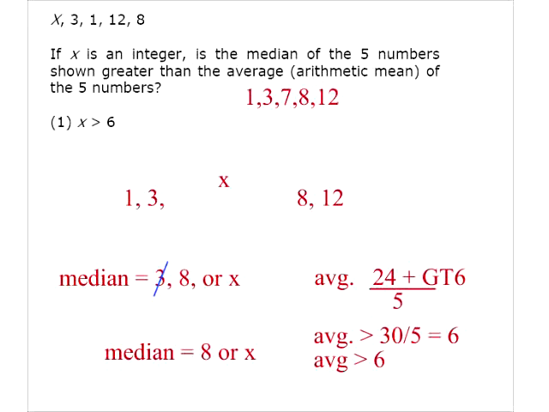In that case, the median would be 7, and the average would be, let's see, 31 divided by 5. And so that's like 6.2. So that's an example of a yes or a no answer. Would I label this on my page as yes or no?